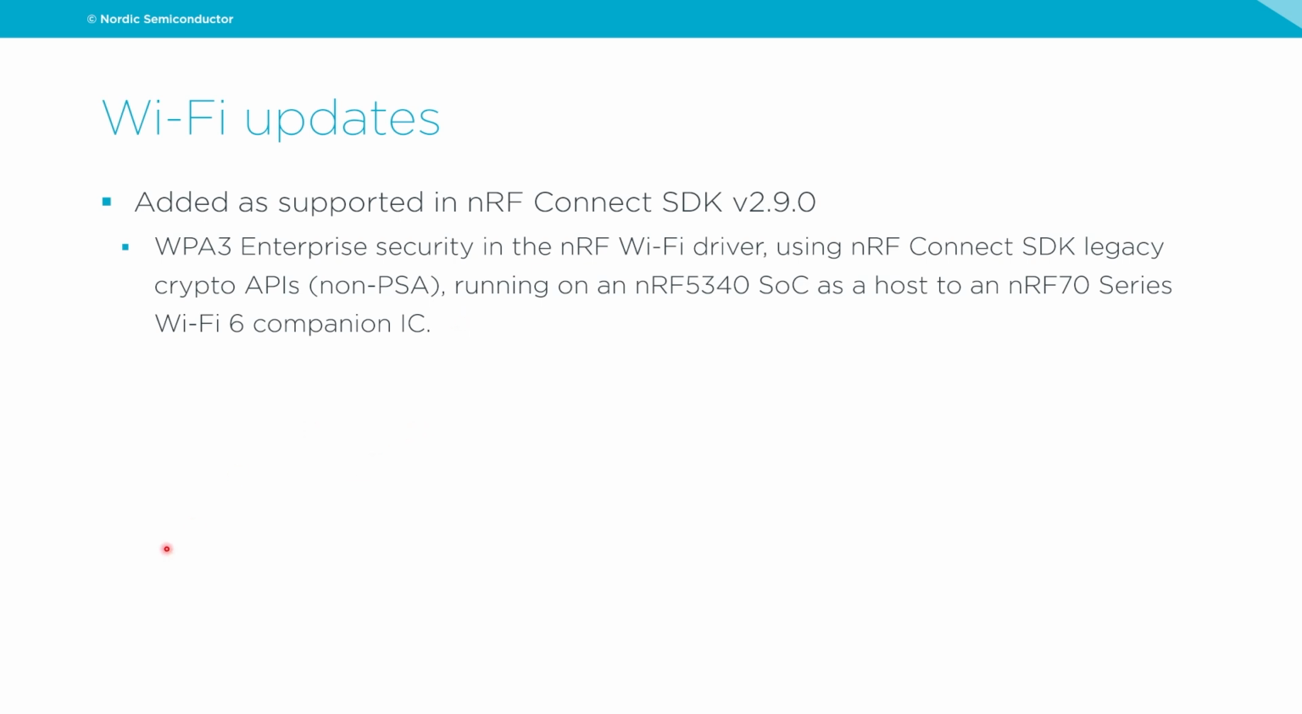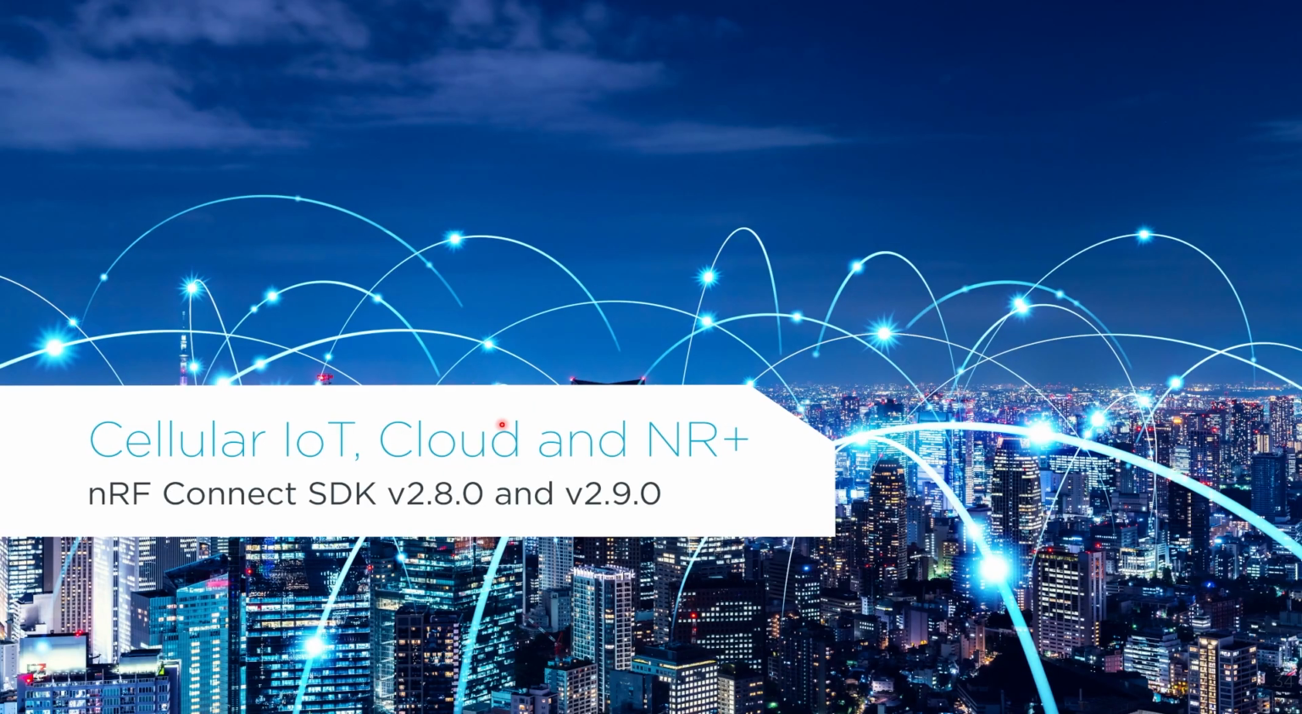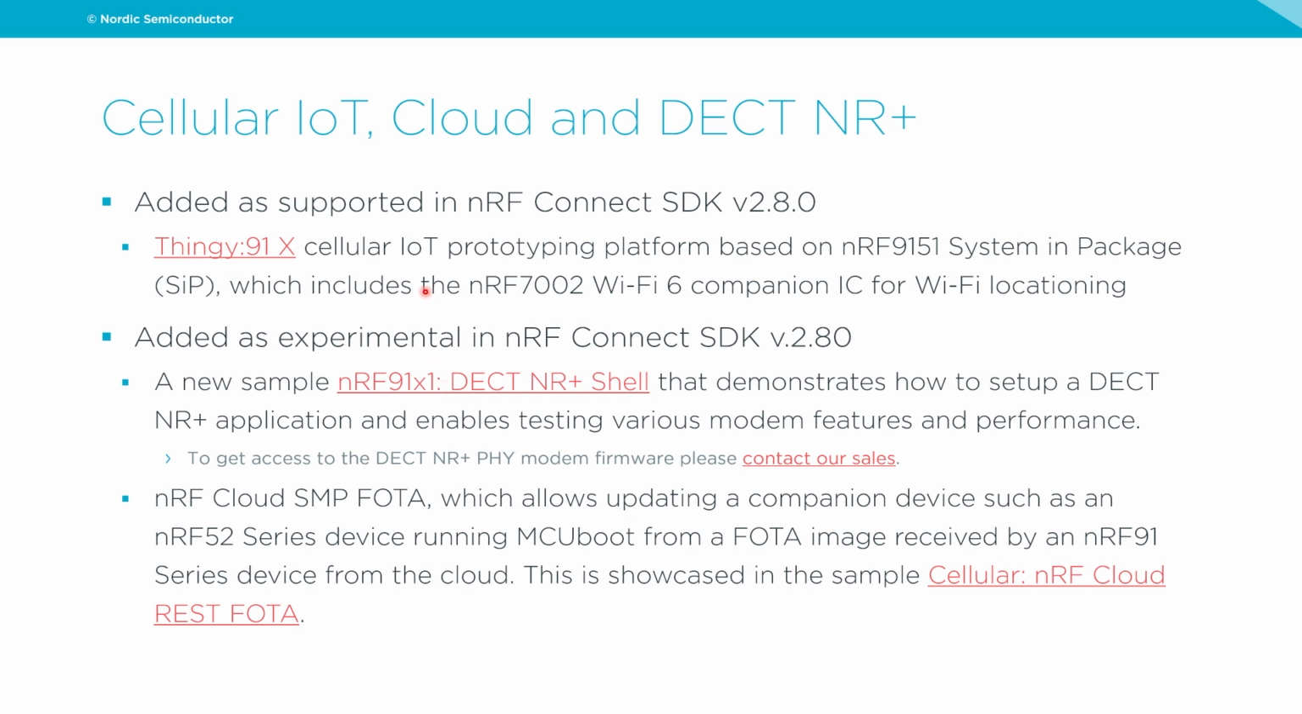Okay, so moving on to the last and final topic, which is Cellular IoT, Cloud, and NR+. On nRF Connect SDK 2.8, we added support for the Thingy:91 X. This is our newest cellular IoT prototyping platform. It is based on the also very new nRF9151 system in package, but it includes more Nordic parts. It also includes the nRF7002 Wi-Fi companion IC for Wi-Fi locationing and a few other bits and pieces that I'll show you on the next slide.